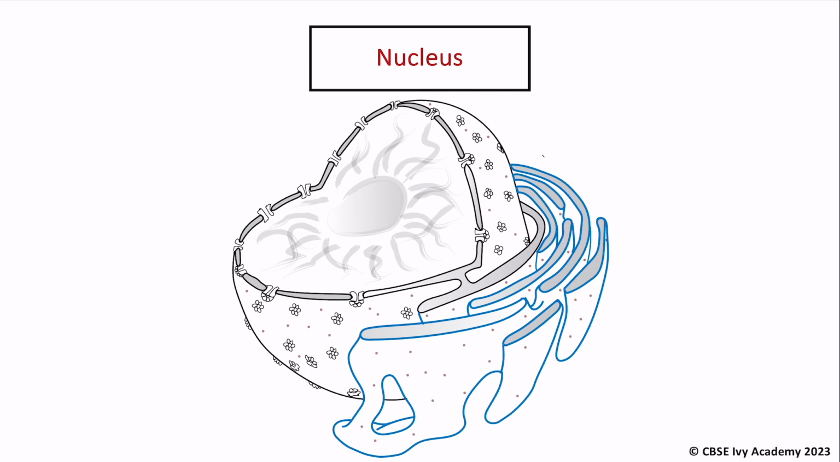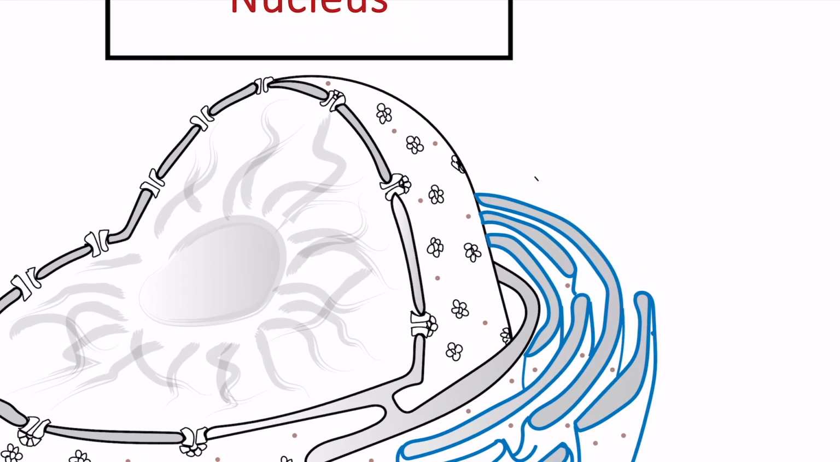All right, the nucleus. Most of the cell's genetic material is stored in the nucleus, but it's important to keep in mind that some DNA is stored in the mitochondria and chloroplasts. Those organelles will have their own DNA. The nuclear envelope encloses the nucleus and separates it from the cytoplasm.